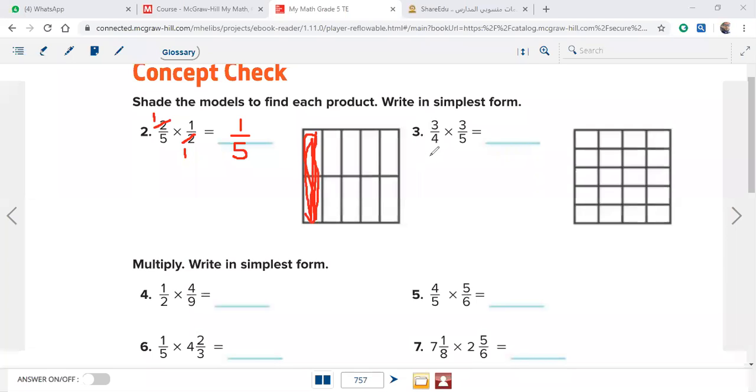Okay. Number 3. Write in simplest form 3 out of 4 times by 3 out of 5. Okay, as we learned it before, you have to check if there is any common factor between numerator and denominator or not. If there is no common factor, multiply direct. If there is any common factor, simplify it first and then multiply.